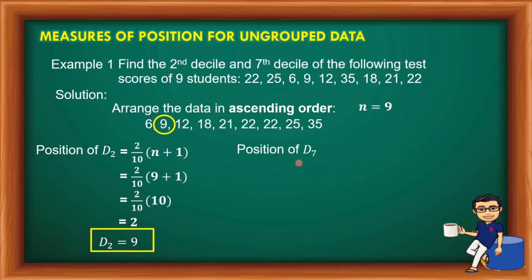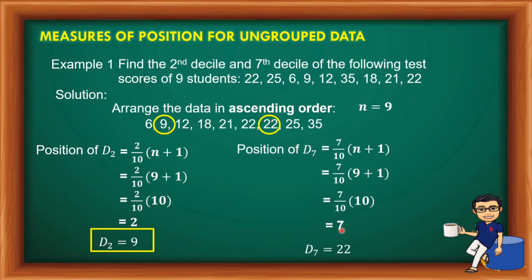How about the position of decile 7, or solve for decile 7? So uunahin natin alamin ang position of decile 7. So 7 over 10 times n plus 1. So n, 9 ulit. So we change that to 9. 9 plus 1, so magiging 10 na tayo doon. So 7 over 10 times 10. Then 7 times 10 is 70. Divide by 10, that will be 7. So that means to say the position of decile 7 is at the 7th. 1, 2, 3, 4, 5, 6, 7. Therefore, 22 is the decile 7.